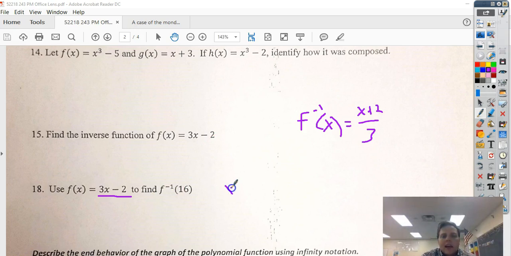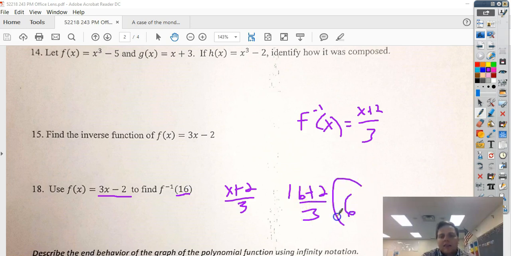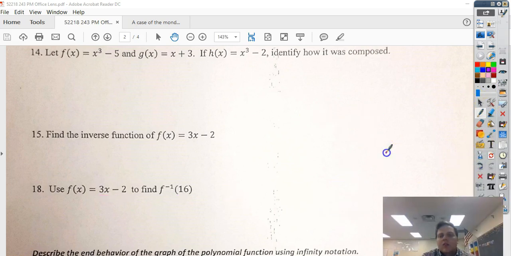I already know it. It's (x plus 2) divided by 3. So I can say (x plus 2) divided by 3, that's the inverse, and it wants me to evaluate it at 16. So I can say (16 plus 2) divided by 3. So 16 plus 2 is 18. 18 divided by 3 is 6. And there we go. Okay, moving on to the next problem.